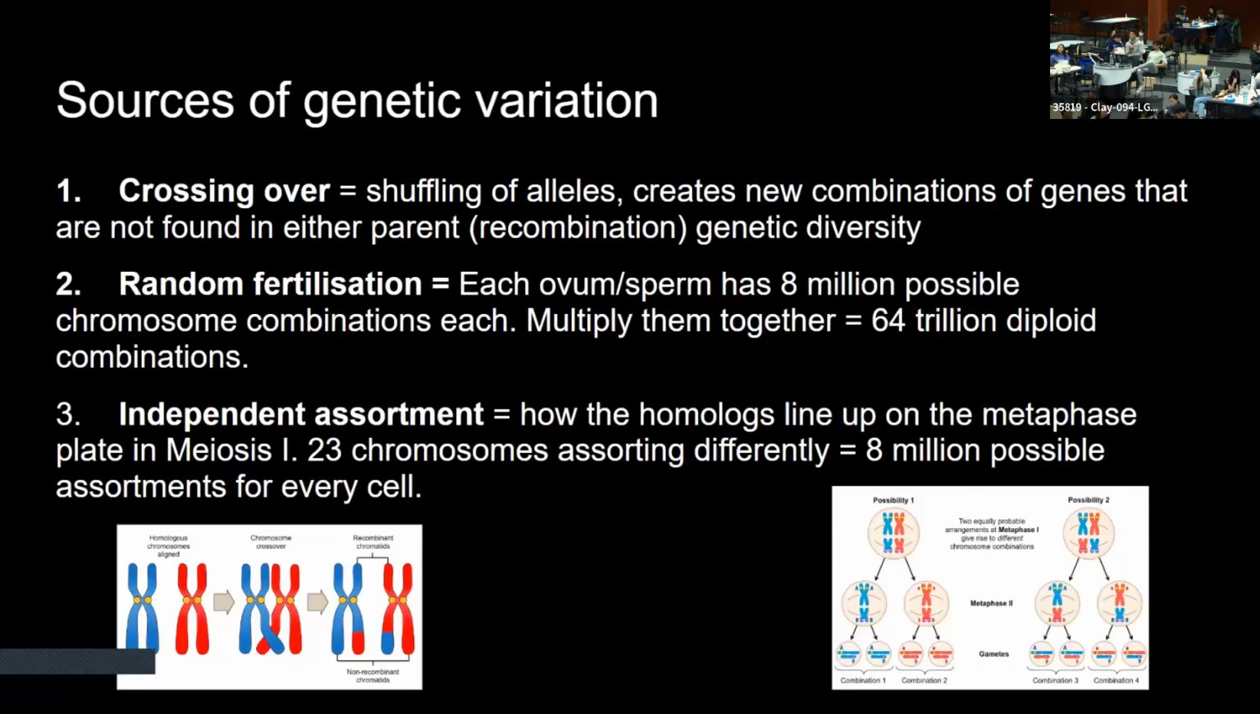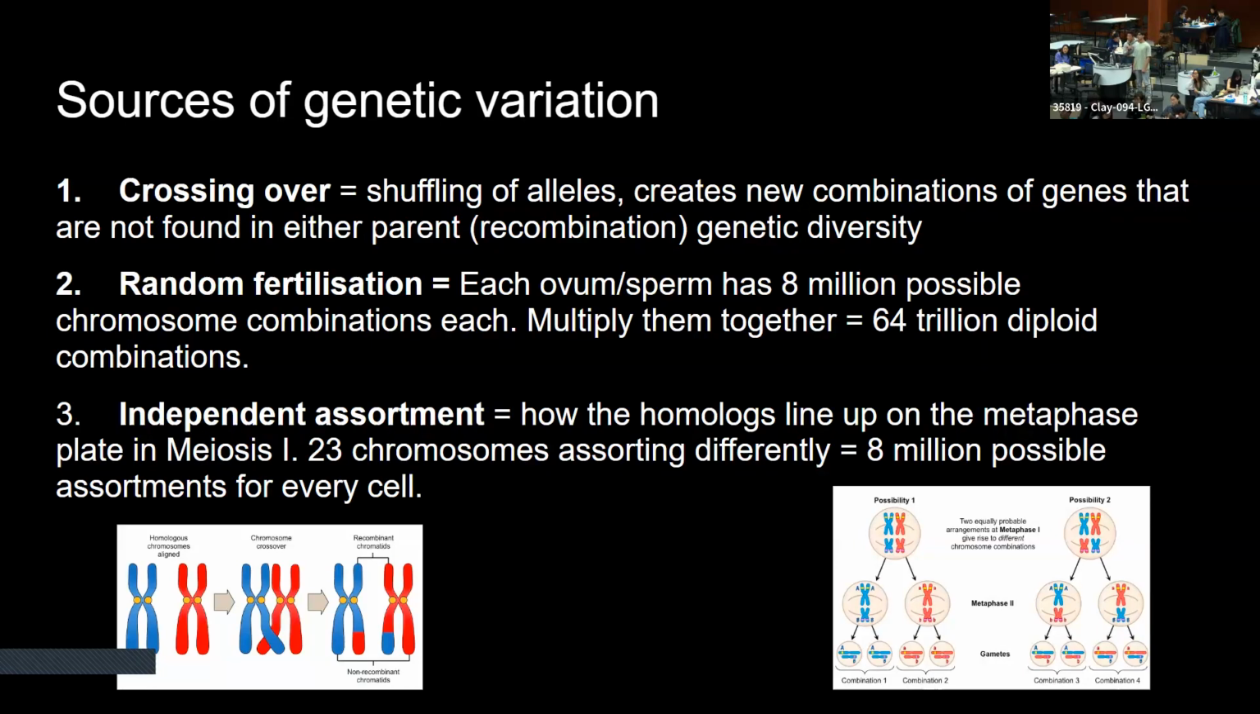Okay, so in terms of sources of genetic variation, we have 3 different sources. The first being crossing over. That's when your alleles will shuffle and create new combinations of genes that are not found in either parent, and that's what leads to genetic diversity.